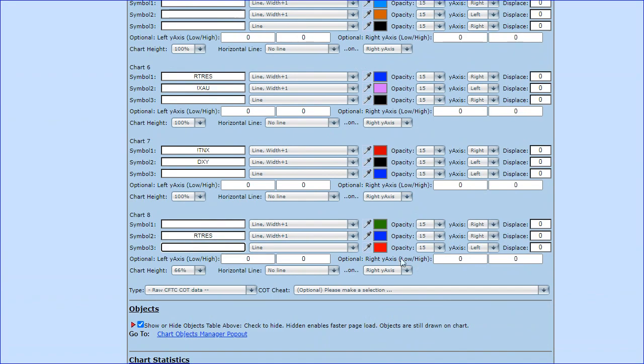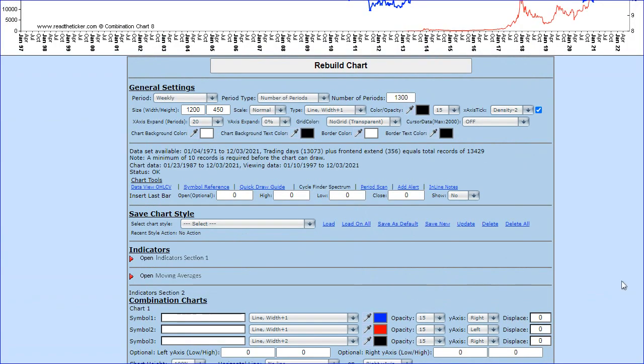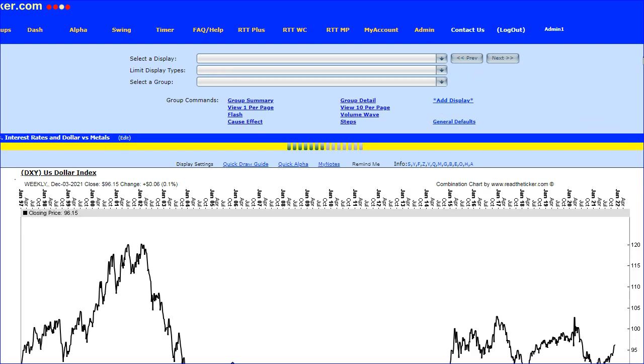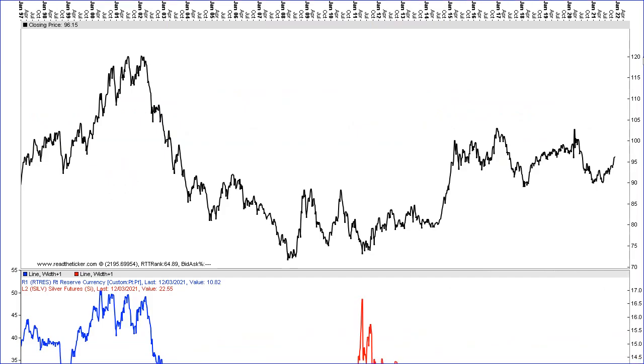Watch for the US 10-year and the US dollar to roll over in the next 1 or 2 quarters, which will spark life into gold and silver stocks, and most likely Bitcoin.